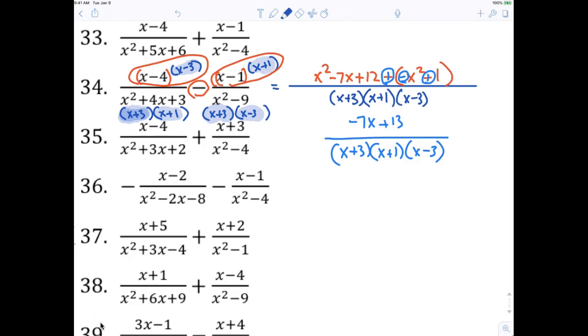When you cross out, whatever has that negative on the x squared? The x squared and the negative x squared cancel out.